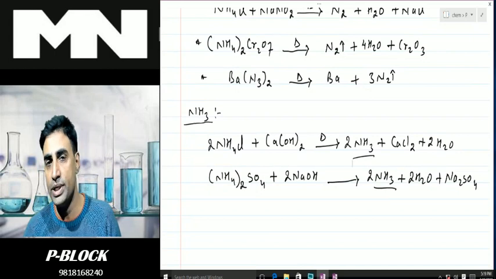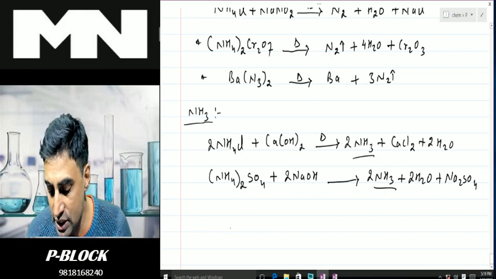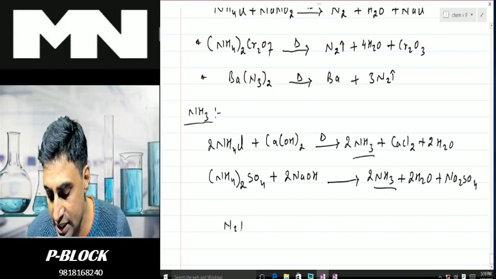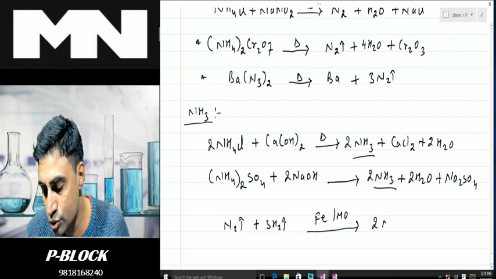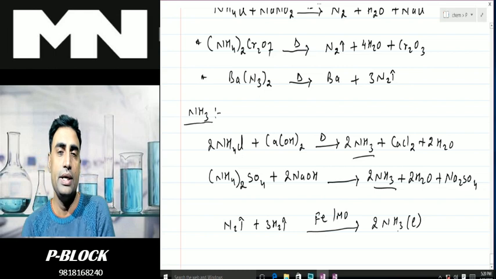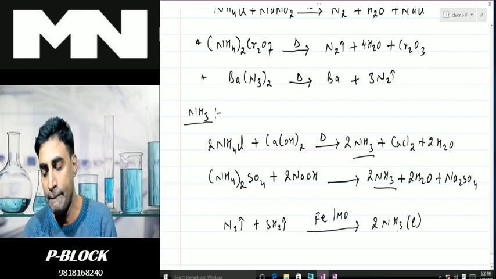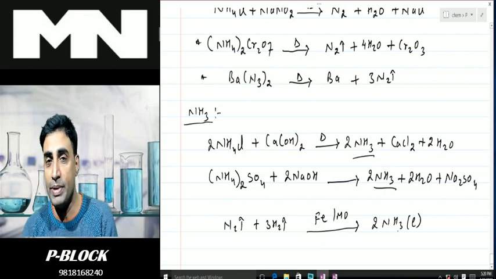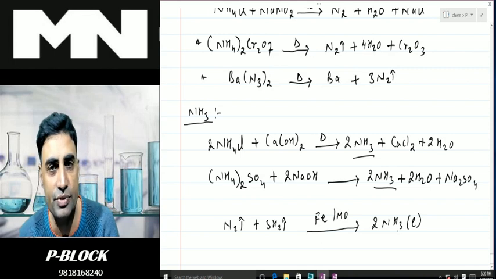This is the method for which Haber got a Nobel Prize. In this we generally react N2 in the gaseous state plus 3H2 in the gaseous state in the presence of iron and molybdenum, which will give you 2 moles of NH3. Here iron is a catalyst and molybdenum is a promoter of that. The NH3 which is obtained is continuously removed from the container because the reaction is reversible.